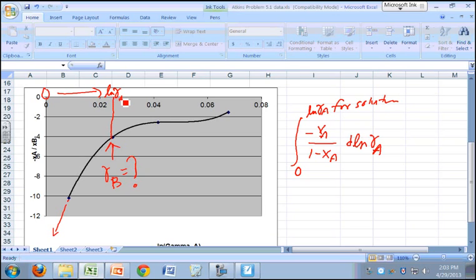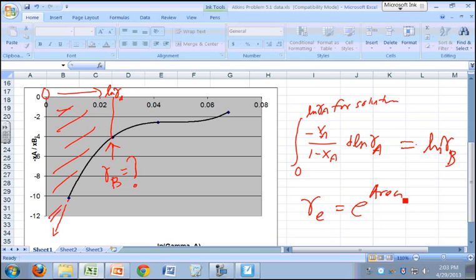So for this one, you need the area under this curve. That's going to be your integral, and that is going to be equal to ln of gamma sub B. So gamma sub B would just be equal to e to that area under the curve right there. Now you can see this goes to infinity, but eventually that's going to approach 0 at some very dilute solution. So you can have a finite area right there.